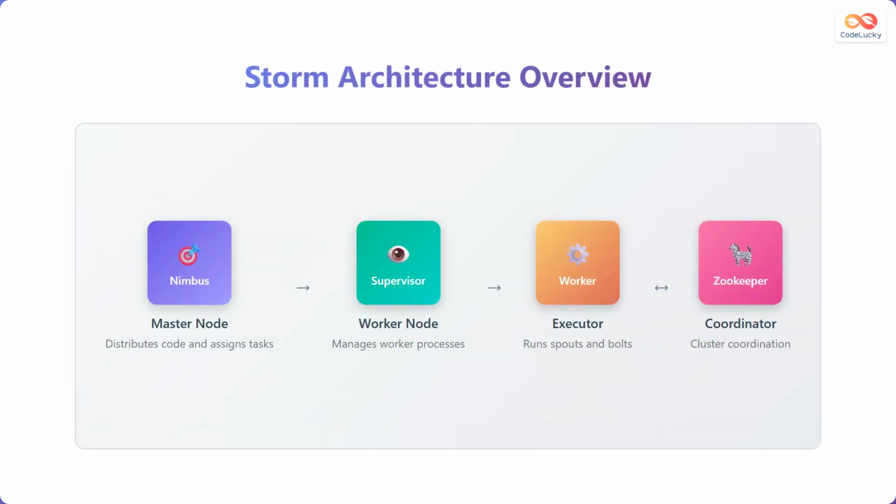Now let's discuss the architecture of a Storm cluster. At the heart of a Storm cluster is the Nimbus node, which serves as the master node. It distributes the code and assigns tasks to the worker nodes. Worker nodes are managed by supervisors. Supervisors monitor the worker processes running on their machines.